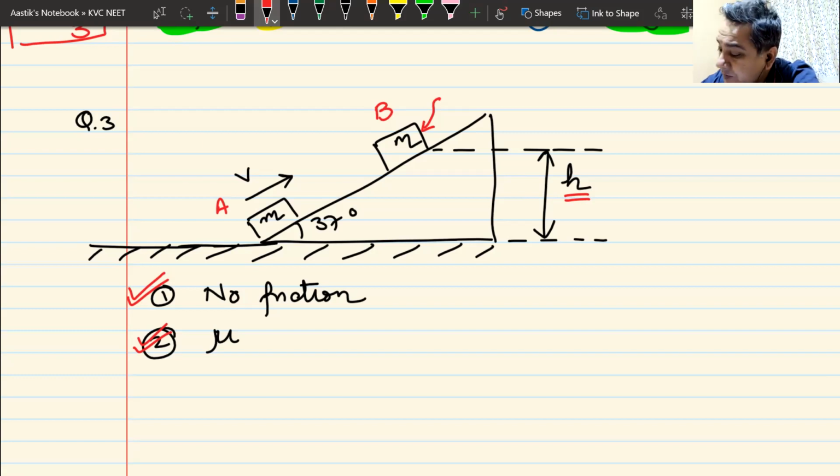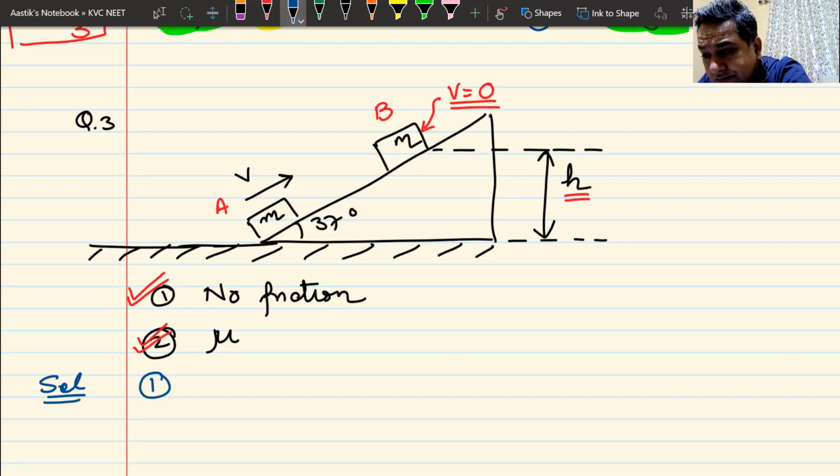The velocity here would be 0. Yes or no? When it reaches the highest point, it will not go any further. So the velocity at the highest point has to be equal to 0. That is one thing that you must know. Let us solve it for the first part. No friction. There is no friction. So what I need to do? I need to find out.